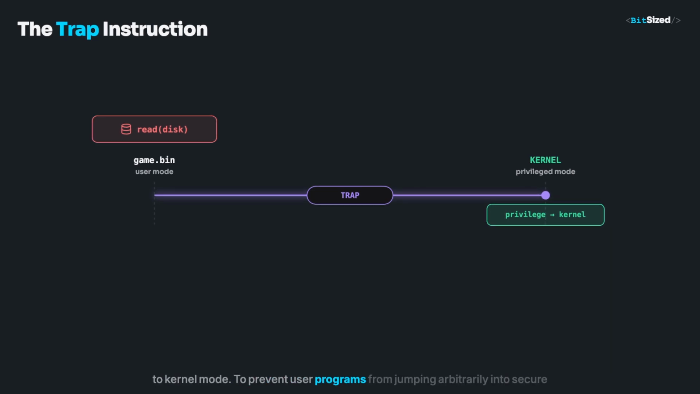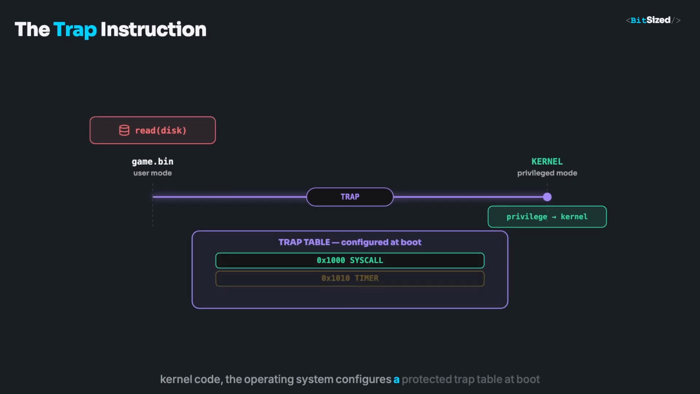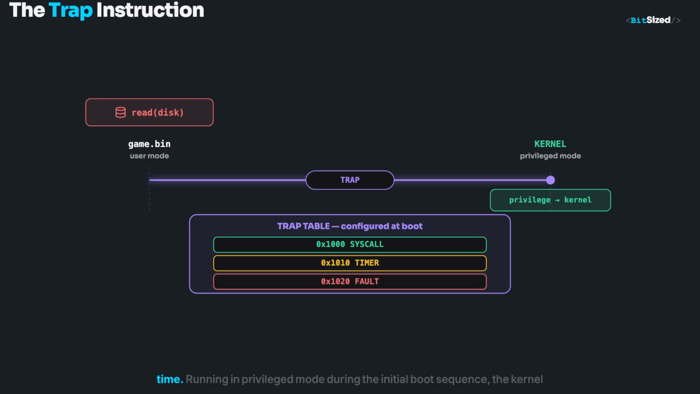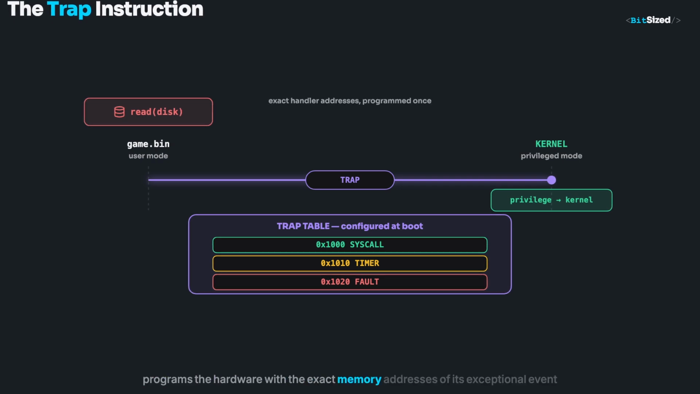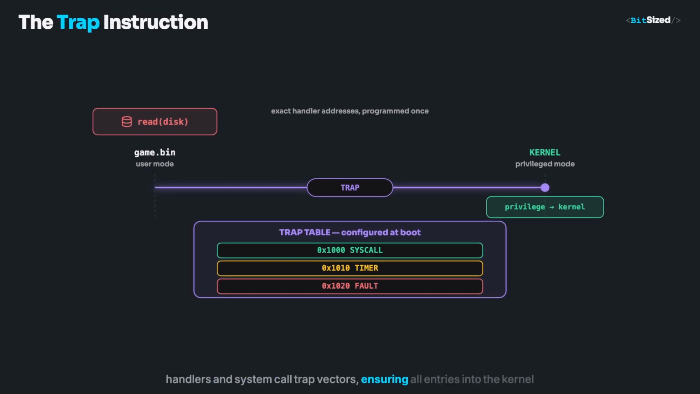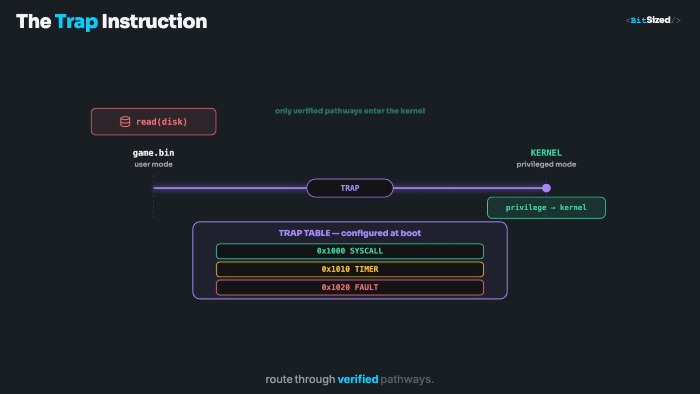To prevent user programs from jumping arbitrarily into secure kernel code, the operating system configures a protected trap table at boot time. Running in privileged mode during the initial boot sequence, the kernel programs the hardware with the exact memory addresses of its exceptional event handlers and system call trap vectors, ensuring all entries into the kernel route through verified pathways.